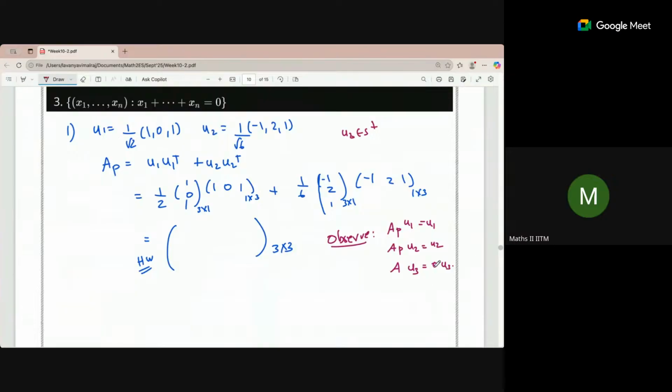What are the eigenvalues of any projection operator? Either 1 or 0. Exactly. And the eigenvalue 1 corresponds to the basis of the space S. The eigenvectors of 1 correspond to the basis of the space S, and the eigenvector corresponding to 0 corresponds to the basis of S perp. So this is an important observation you have here.